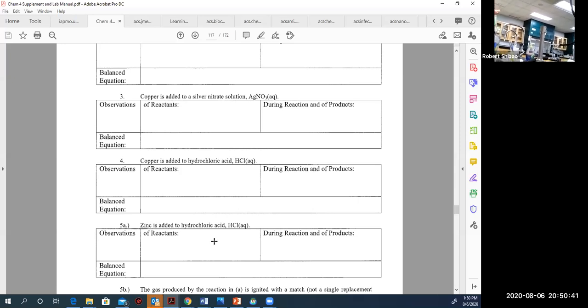C5 was the zinc added to hydrochloric acid. Here, we didn't have enough hydrochloric acid. So this one had lots of bubbles, but we had too much zinc. And so all the hydrochloric acid is gone, it stopped bubbling. That's excess unreacted zinc sitting at the bottom.